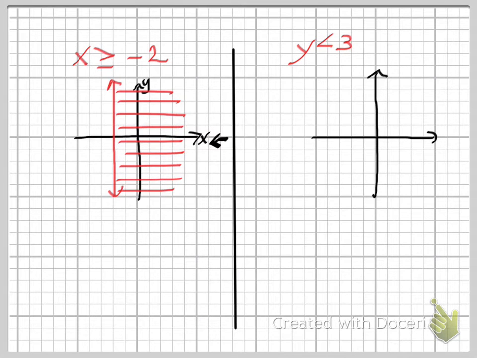All right, here we have another one. y is less than 3. Again, there's no x here. You go to where y is 3. Now, should that line be a solid line? No, Miss Malone. No, because it does not contain the equal to.